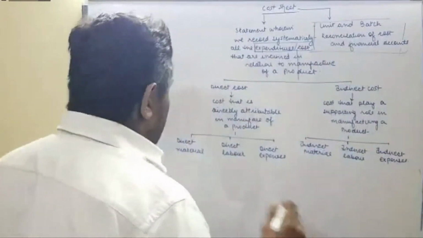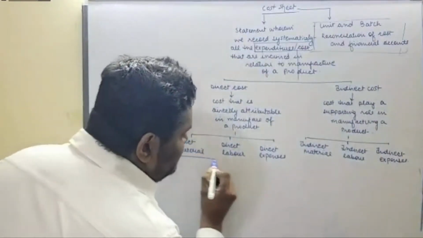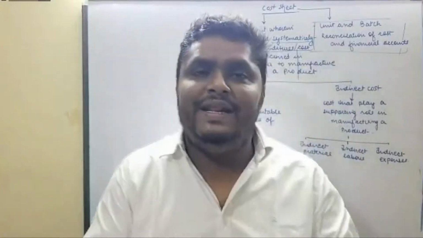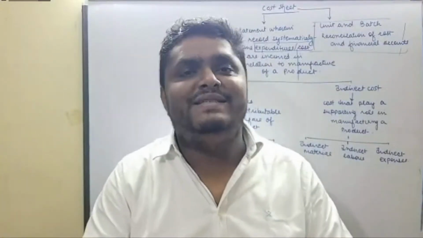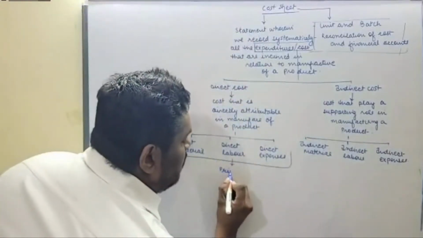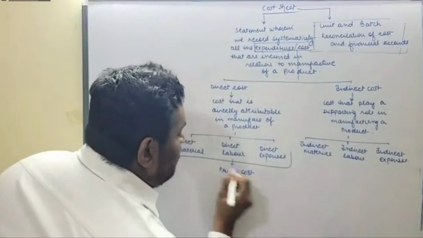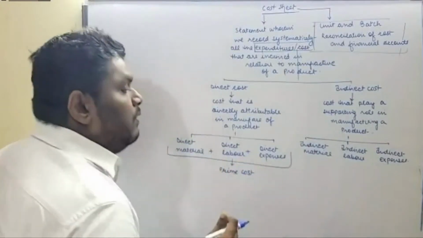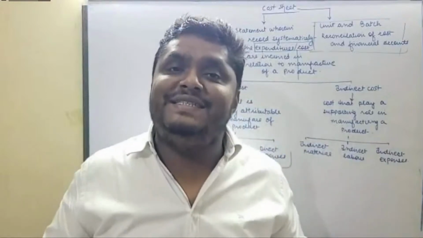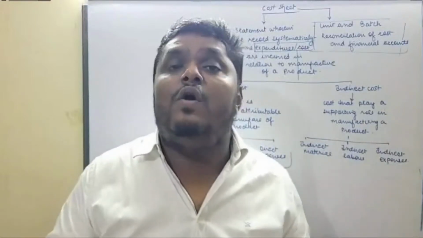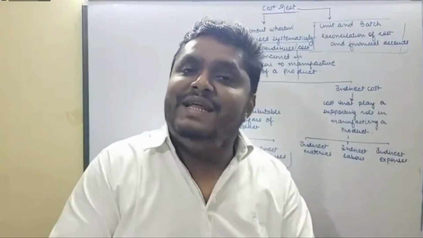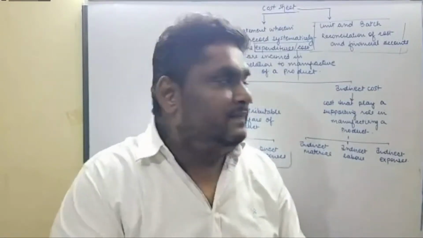Now, the total of these three, the total of direct material plus direct labor plus direct expenses, we call it as prime cost. I repeat again, the total of direct material plus direct labor plus direct expenses will be called as prime cost. So what is prime cost? Direct material plus direct labor plus direct expenses.